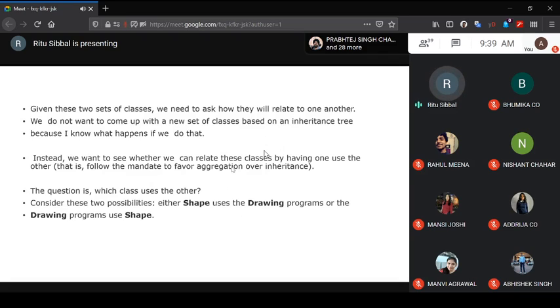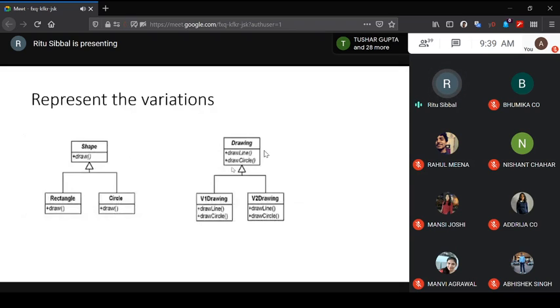तो हमने variations को independently दो inheritance hierarchies में divide कर दिया. Now, what we do is we try to relate these two sets of classes so that we can control inheritance and handle variations. So now there could be two possibilities. Either the shape uses the drawing program or the drawing program uses the shape.